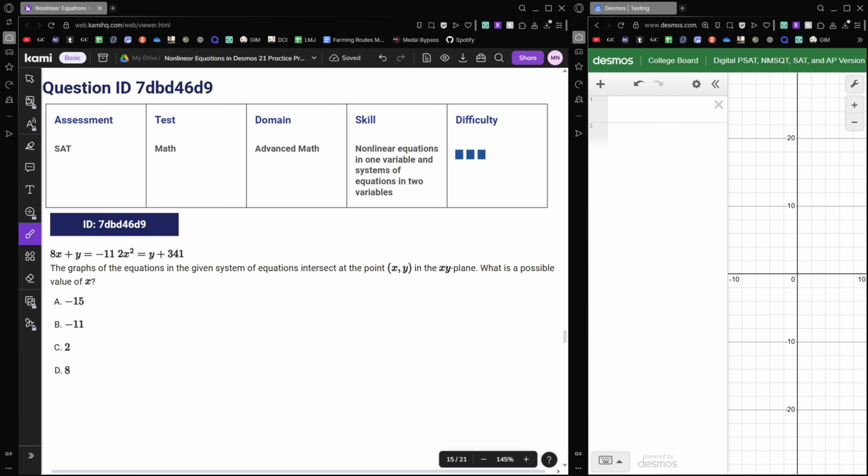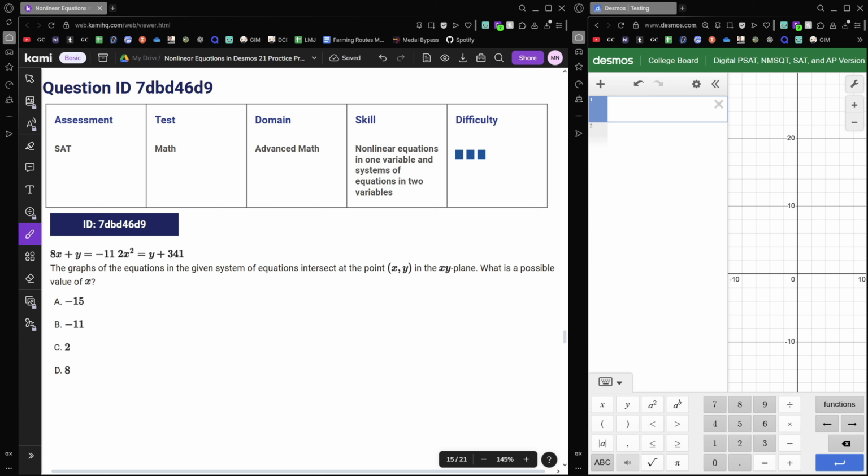Question number 15. The graphs of the equations in the given system of equations intersect at the point (x, y) in the xy plane. What is the possible value of x? Let's go ahead and type our two equations into Desmos. 8x plus y is equal to -11, and 2x squared is equal to y plus 341.